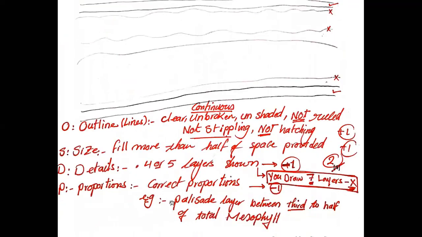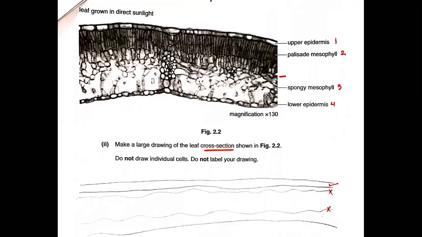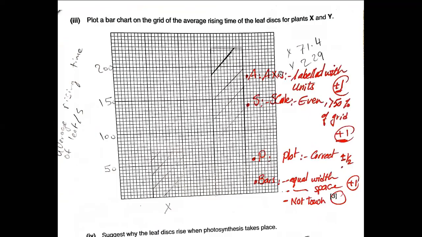The last one, the palisade layer between a third to half. This is the criterion as per the mark scheme: the palisade layer between a third to half of the total mesophyll. If he draws it half, it will be accepted. If he draws it a third, it will also be accepted. But here, it's not an accepted mark.